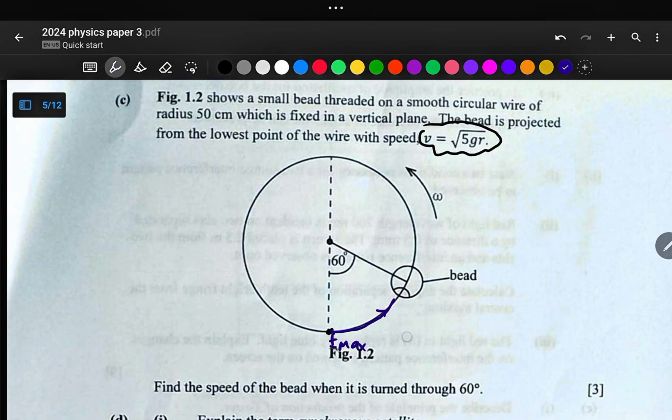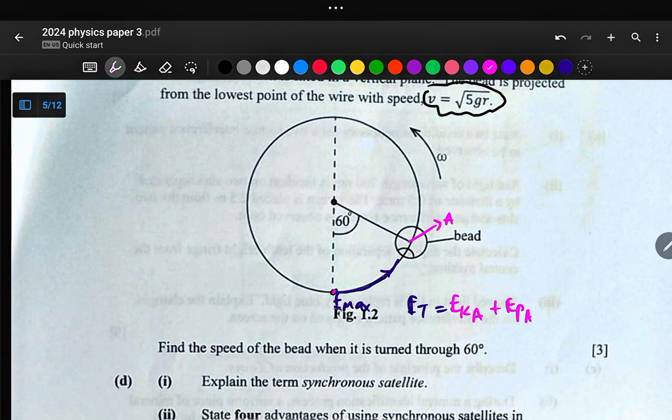So the energy at this point, you can say the total energy, is equal to, and we can label this point here, point A. So at this point, it is point A. So the total energy at this point is equal to the kinetic energy at point A plus the gravitational potential energy at point A.